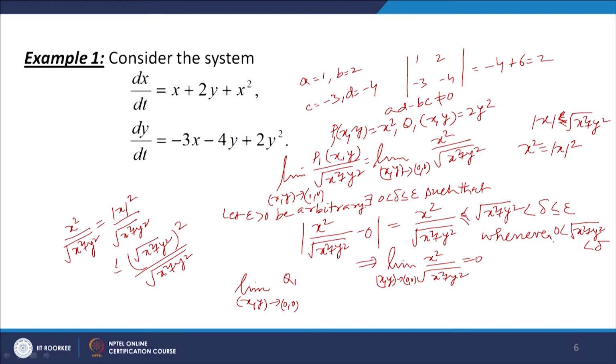In a similar manner, we can show that the limit as (x, y) tends to (0, 0) of Q1(x, y) over under root x square plus y square, where Q1(x, y) is equal to 2y square, is also 0. So, P1(x, y) and Q1(x, y) satisfy condition 2, that is, they have continuous first order partial derivatives, and P1(x, y) over under root x square plus y square goes to 0 as (x, y) goes to (0, 0), and Q1(x, y) over under root x square plus y square also goes to 0 as (x, y) goes to (0, 0).